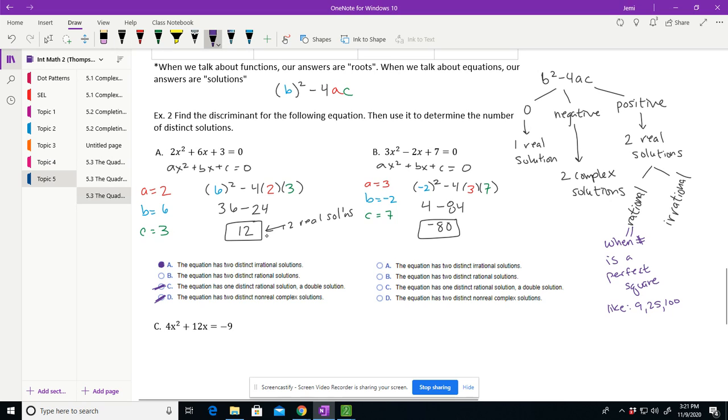Now, following this little flow chart, is that 0, negative, or positive? Oh, it's negative. That means I have two complex solutions. So which one says complex solution? D. So the answer here is D. Two complex solutions.